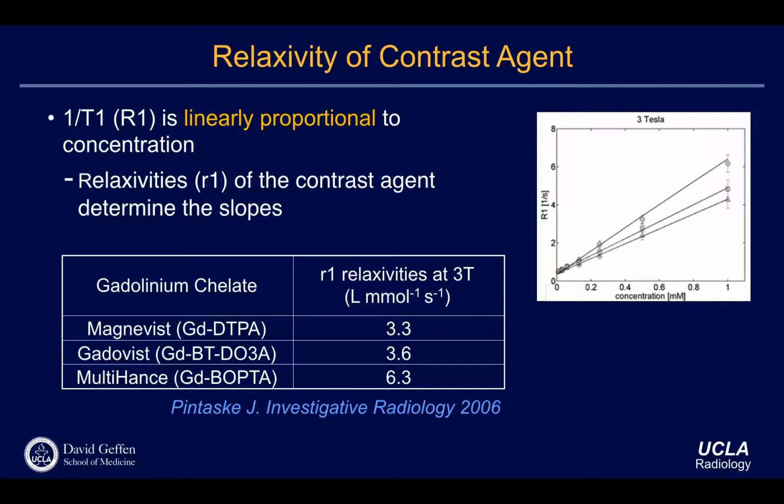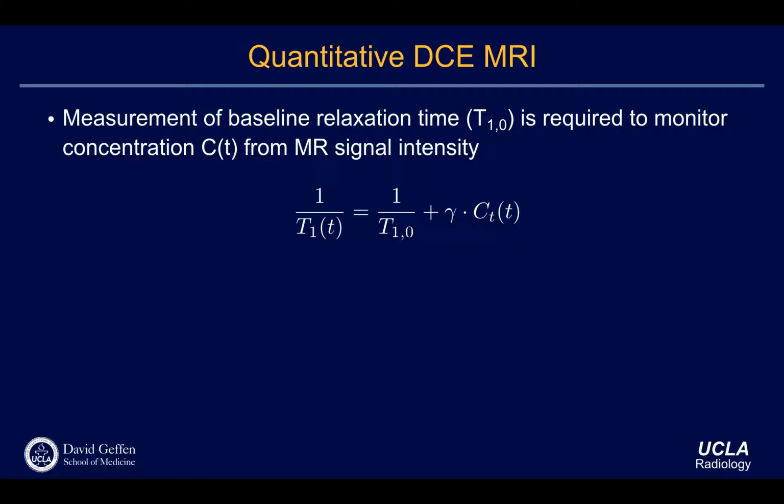So anyway, this relaxivity will be given for each contrast agent, and when you know this, you can actually map from T1 or R1 to concentration. Okay, so you have a mapping: one from signal intensity to T1, and T1 to contrast agent concentration. Okay. All right. How do we map it?